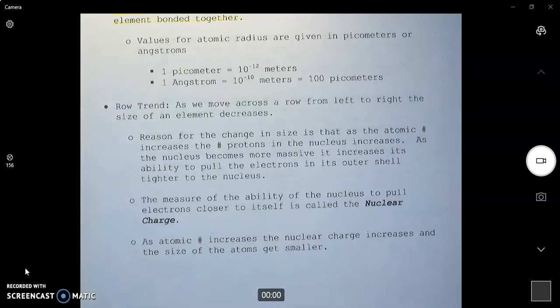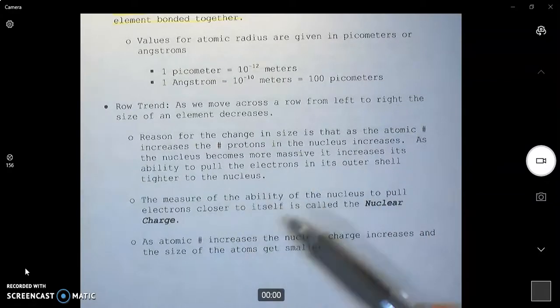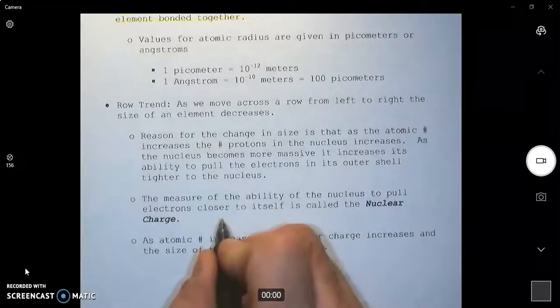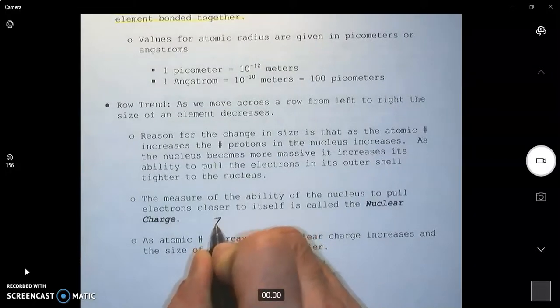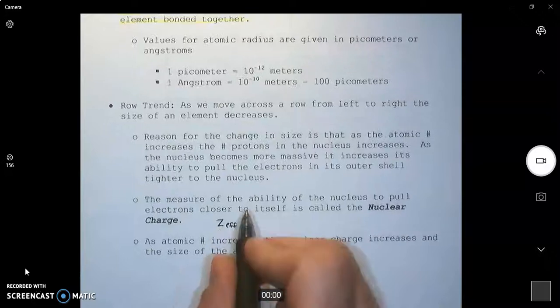And the reason for that is that the atomic number increases, the number of protons and the neutrons, of course, and that as the mass of the nucleus gets greater, its gravity becomes stronger and it's able to pull the electrons in tighter. The measure of this is called the nuclear charge, and it's shown as what we call Z-eff, or Z effective.